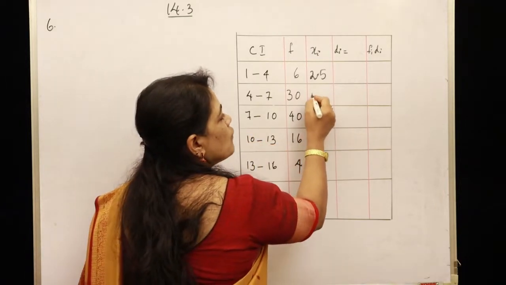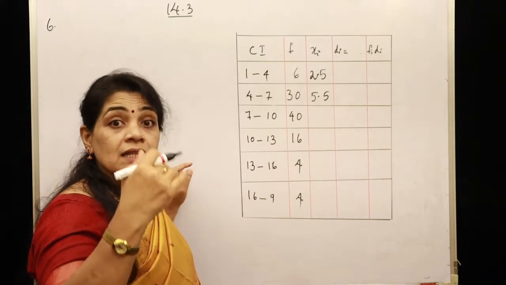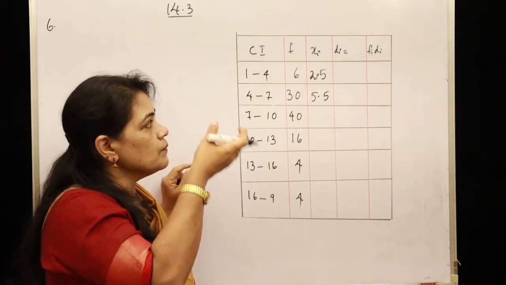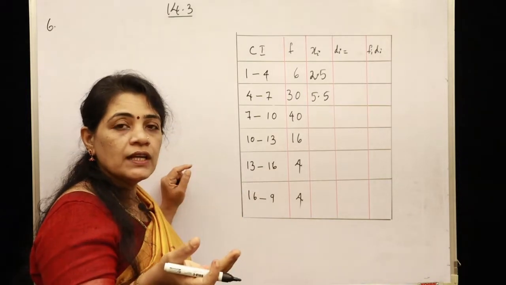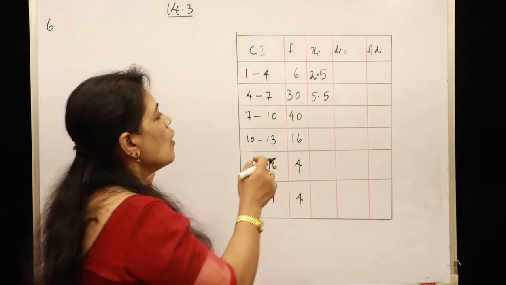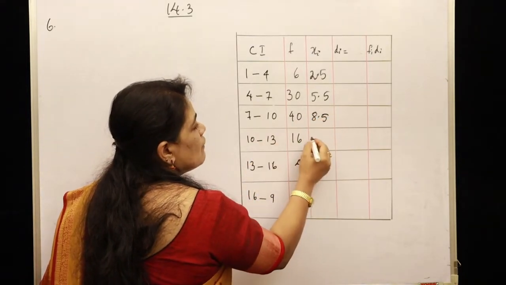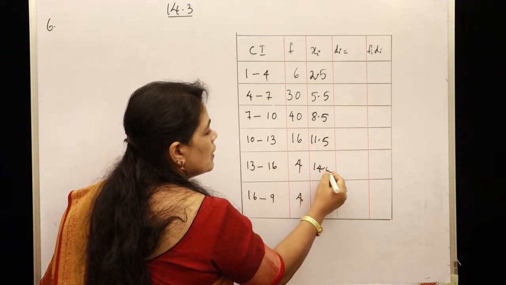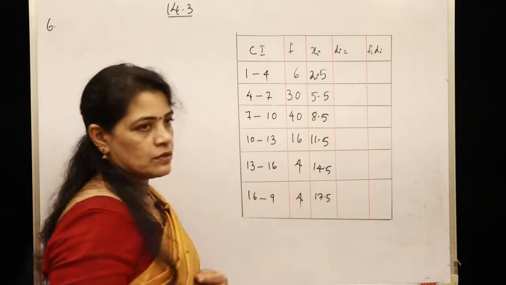Or the third method is you can add 3 to each preceding mid value. These are the different methods. Whichever you feel is easy, that can be adopted. So 8.5, 11.5, here 14.5, 17.5. These are the mid values.